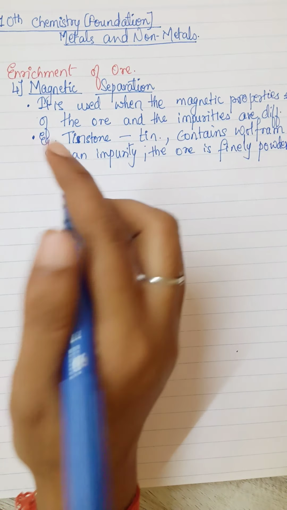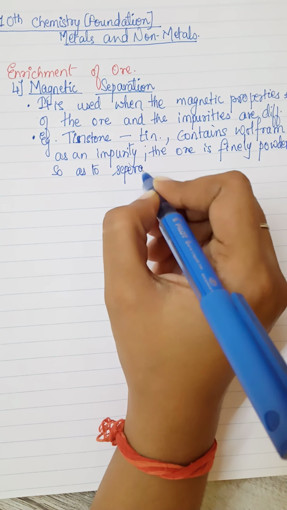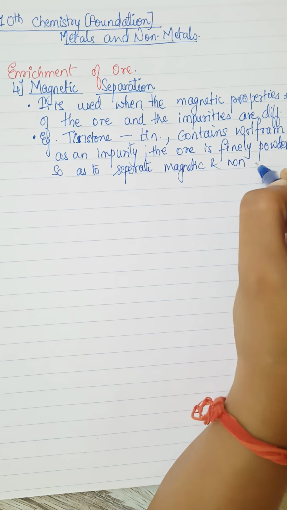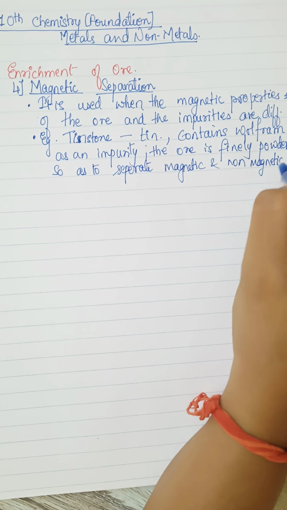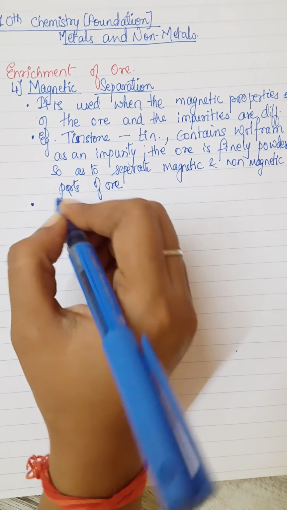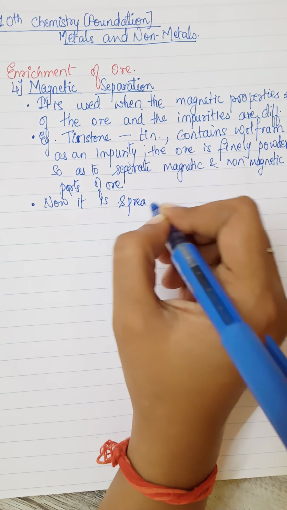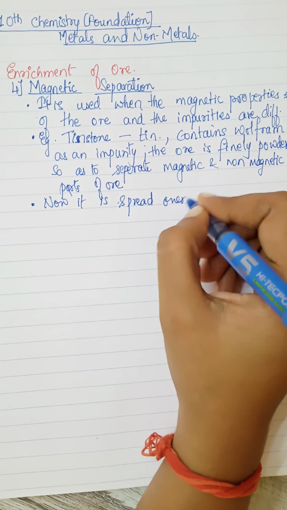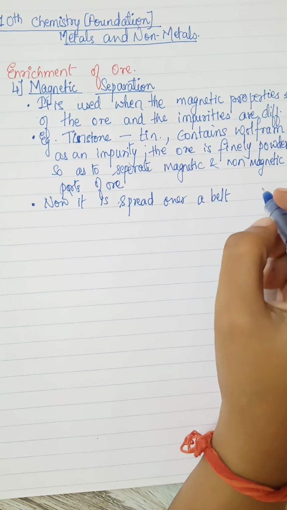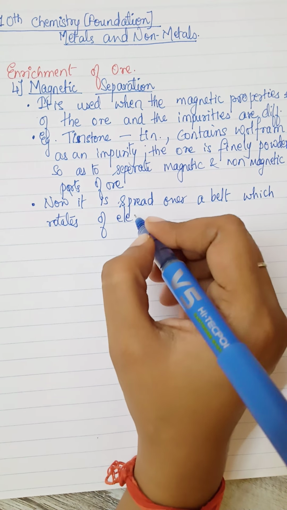ठीक है, so as to separate magnetic and non-magnetic parts of the ore. ठीक है, now it is spread over a belt, right, which rotates on an electromagnetic roller.